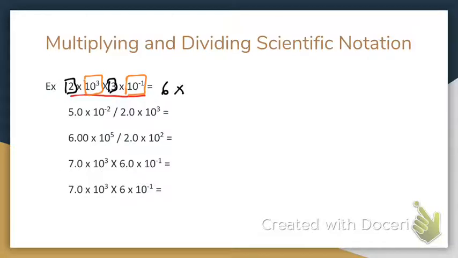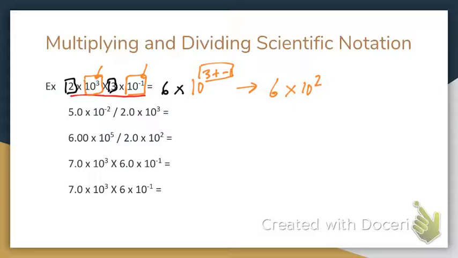So here you got 10 to the third and 10 to the negative 1. So these exponents, when we multiply, since they're exponents, we just add them. So this would be times 10, and then it would be 3 plus a negative 1. So this is in the exponents. And that would equal 6 times 10. 3 plus negative 1 is 2. So 6 times 10 to the second.